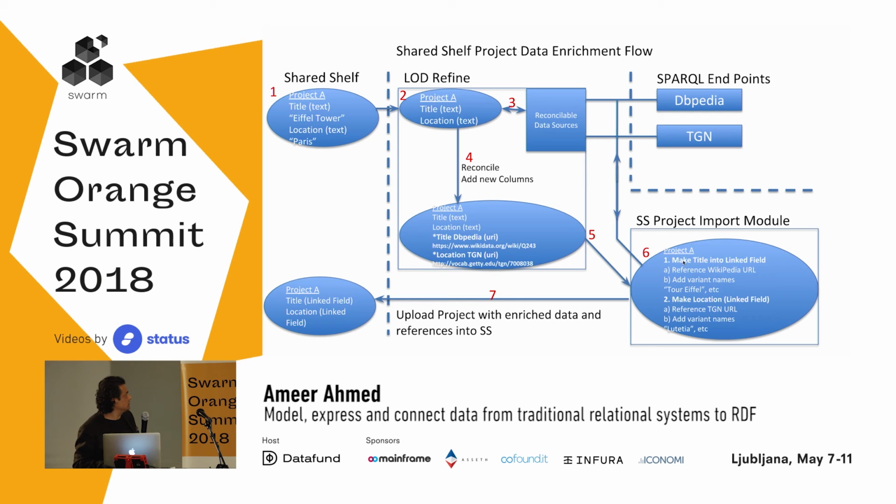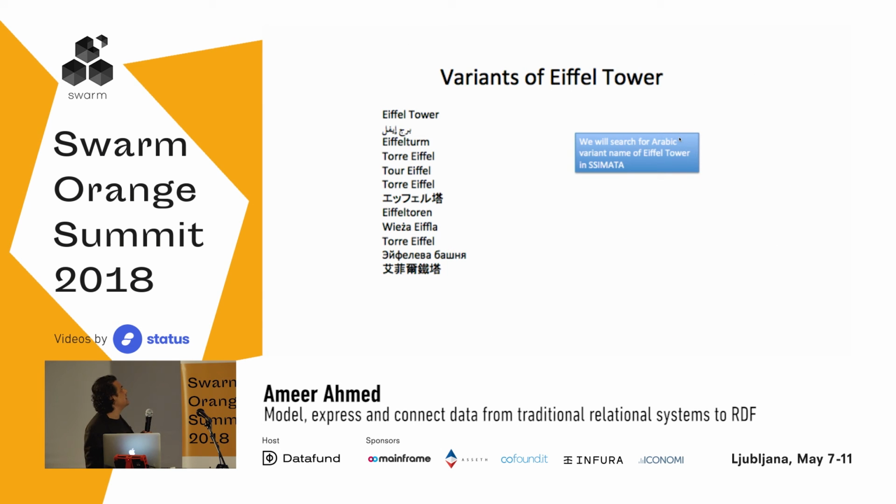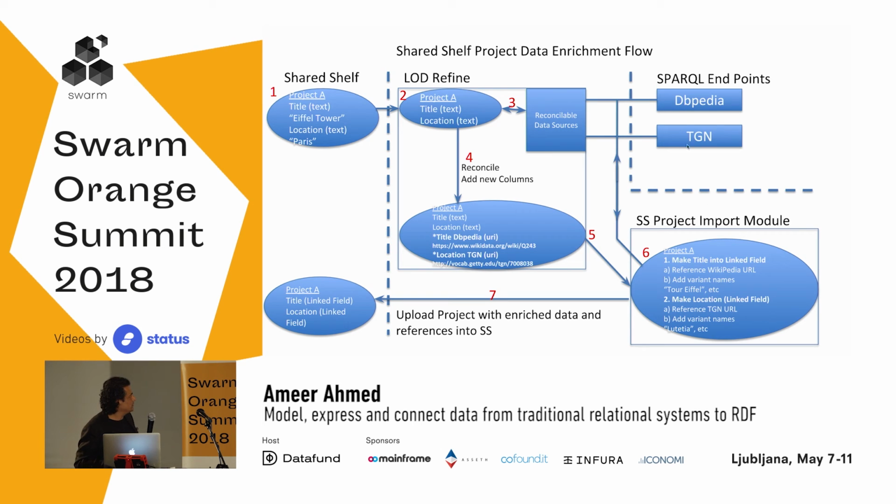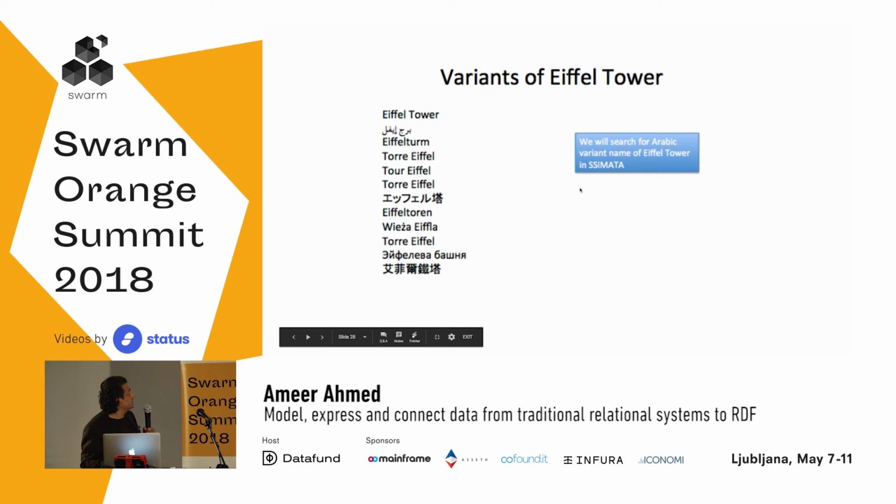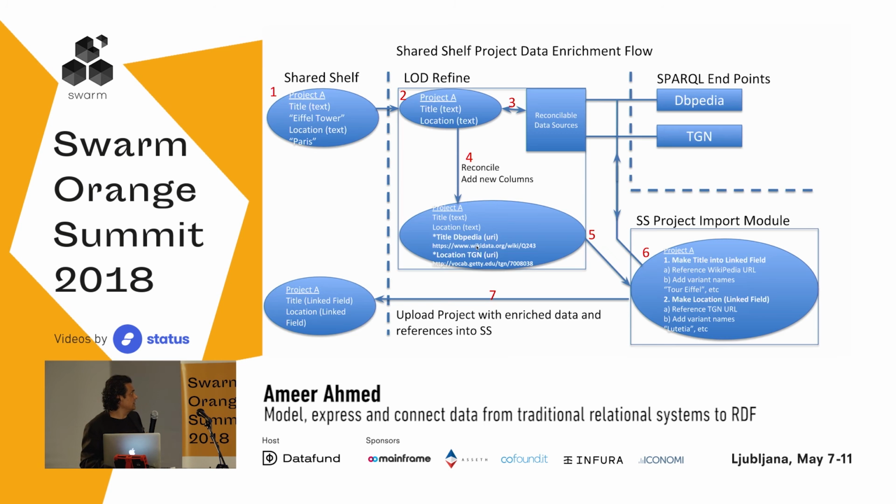Once you've made the link to Paris in TGN, we can get all the variant names. Well, actually, sorry, that's the wrong one. Once you've made the link to Eiffel Tower, you can get all the variant names from Eiffel Tower. This is just one example. And once you've got all the variant names, you can upload that data back into Shared Shelf. So this is the use case of using linked open data: to be able to search your own data with other people's information.